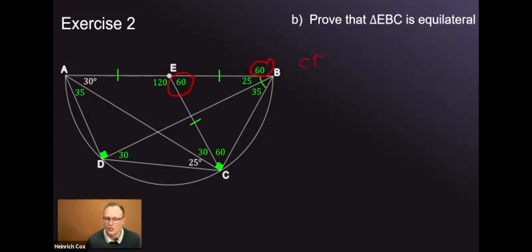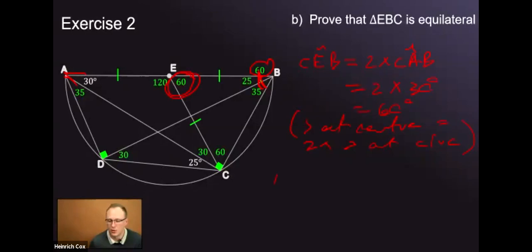So I'm going to say that CEB equals 2 times CAB, right? So CAB, this angle here, which is then 2 times the 30 degrees, which is then 60 degrees. And this is where we get that angle at center equals 2 times angle at circumference. Okay, so now we know that this is 60 degrees because we showed that in the previous question, and we showed this is 60 degrees. But then as a result, BCE must be equal to 60 degrees because it's the third angle in the triangle.